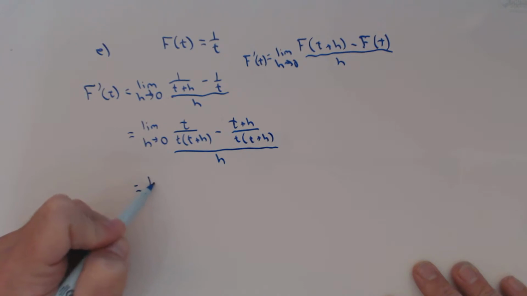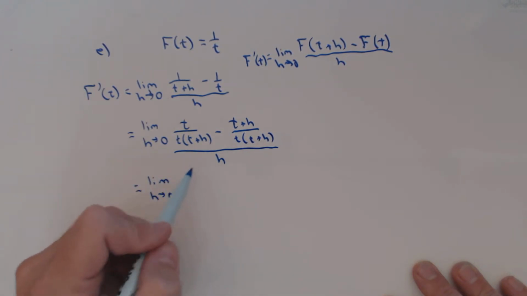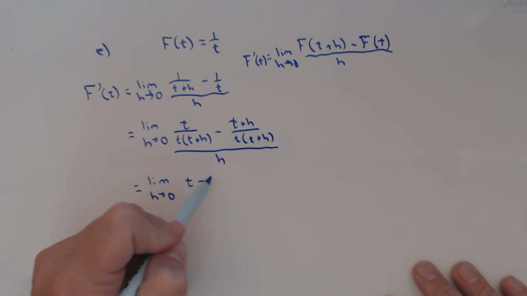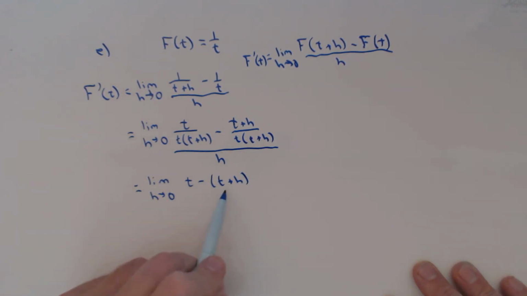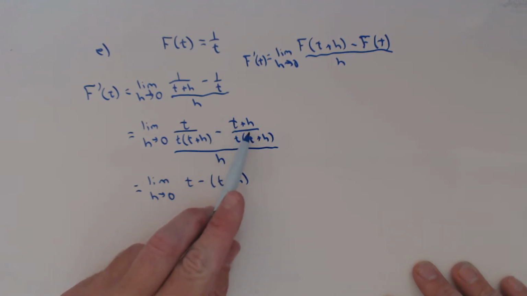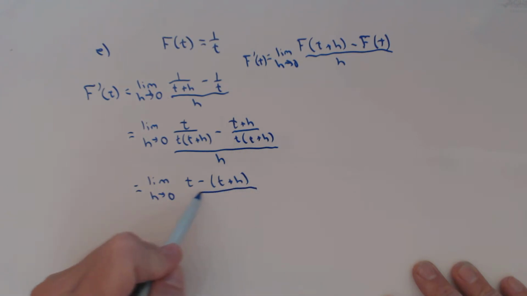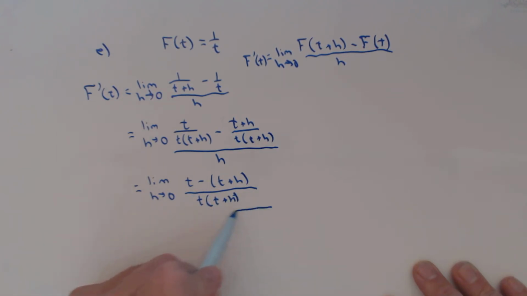Now we can write that over a single denominator. Limit as h goes to 0. t minus, and now it's the quantity t plus h. So I'm going to use parentheses. It's going to be very important going forward, because a lot of times what happens is the t gets subtracted, but the h does not. So that's a common mistake. t times t plus h. We could multiply that out, but there's no point because of the way this thing is going to simplify, because eventually I'm going to take the limit as h goes to 0.